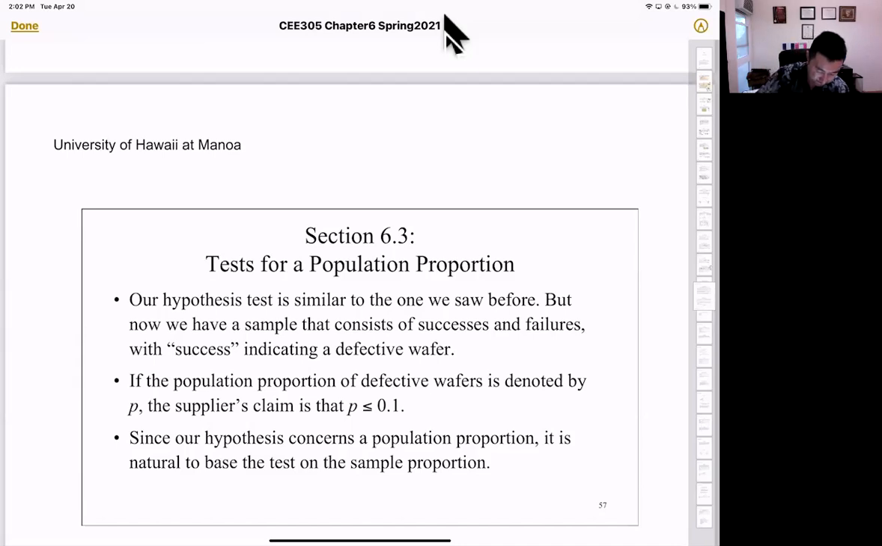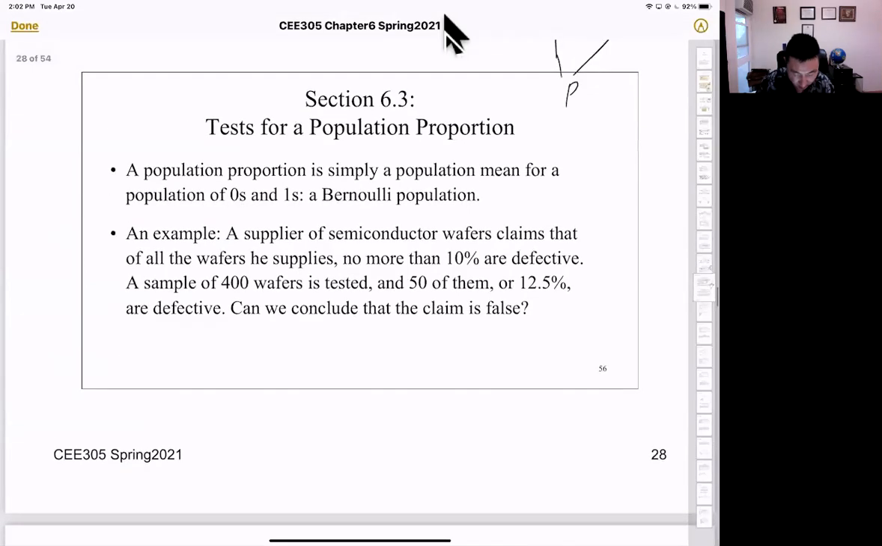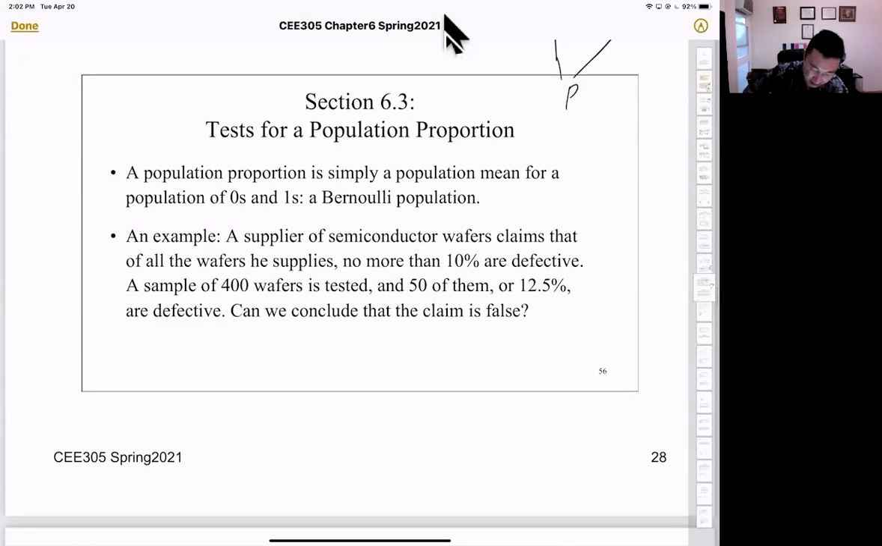If the population proportion of defective wafers is denoted by P, then the claim is that 10% are defective. A sample of 400 wafers is tested, and 50 of them, or 12.5%, because 50 over 400 is 12.5%, are found to be defective. So the question asks, can we conclude that the claim is false?